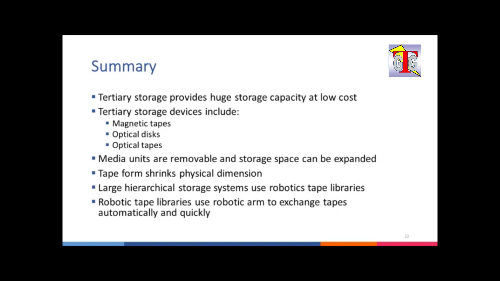Large hierarchical storage systems may use robotic tape libraries to store many large objects. Robotic tape libraries use the robotic arm to exchange tapes automatically and quickly. When data are accessed from the tape drives, the drives spend much time in performing the mechanical steps. The drives have a minimum overhead to access data. The overheads are affected by the data placement method in use. It also takes longer time to access large objects.